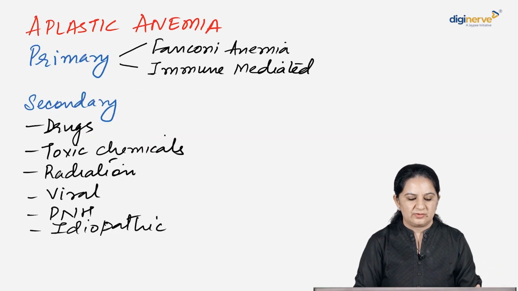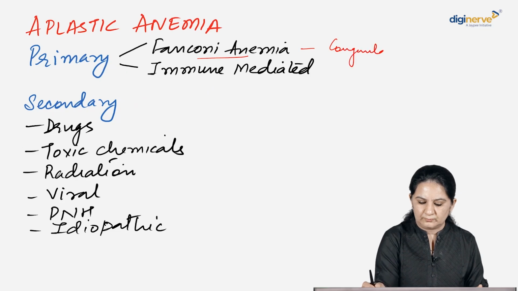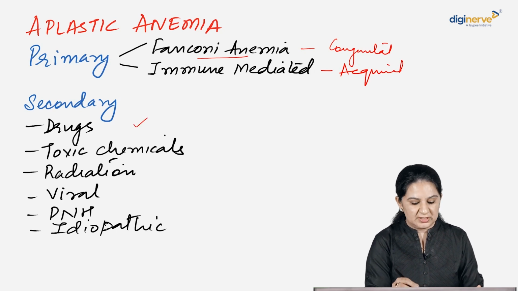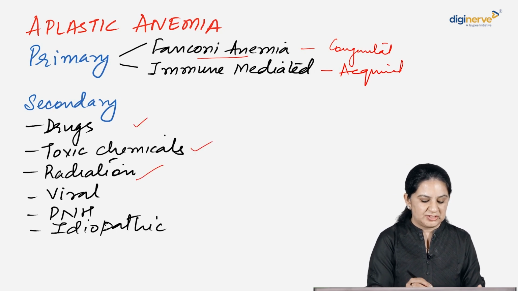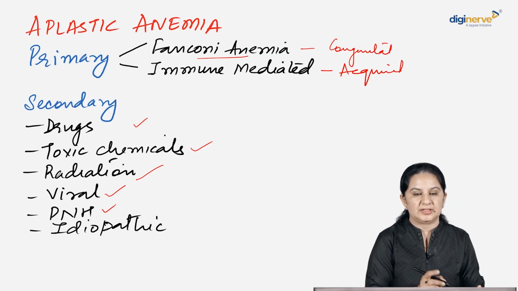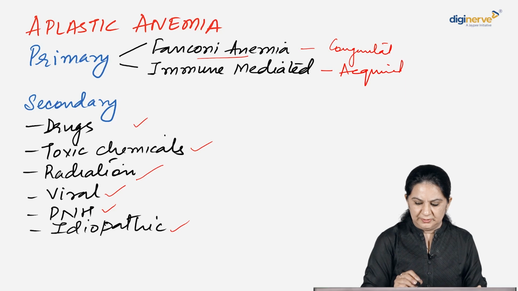So, the primary causes are Fanconi's anemia, which is congenital, and immune mediated, which is acquired. The secondary causes could be due to drugs, toxic chemicals, radiations, viral, paroxysmal nocturnal hemoglobinuria, an important cause for aplastic anemia, and idiopathic.